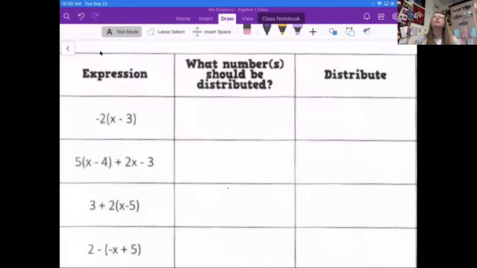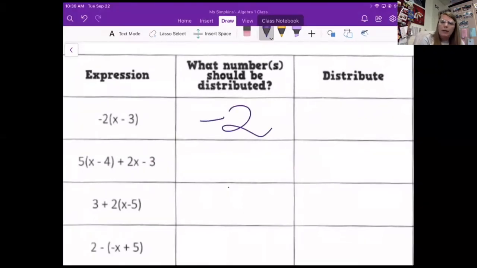So the first thing is what number or numbers, it could be multiple, are we distributing? Not what are we distributing to, what are we actually distributing? So we want to look in front of the parentheses, what number is in front of those parentheses? Yeah, Brianna? -2. So we are distributing -2 to the x and to that -3.